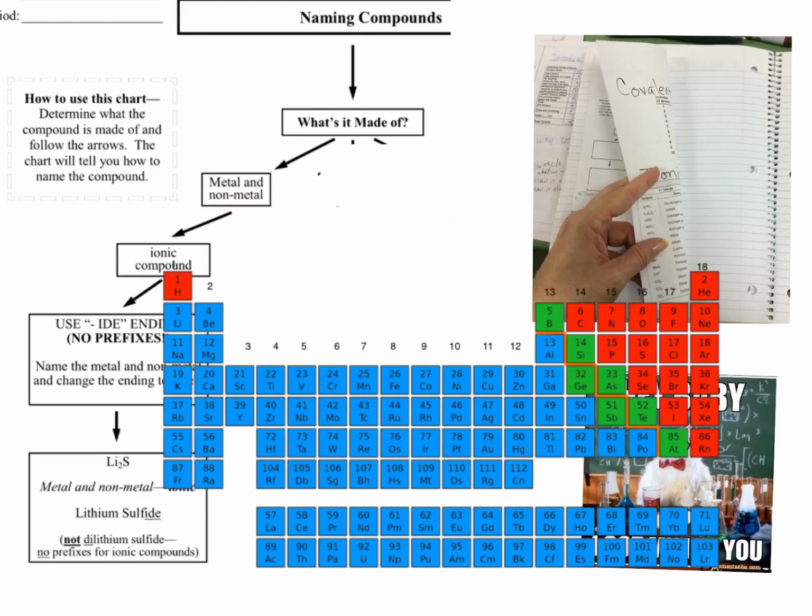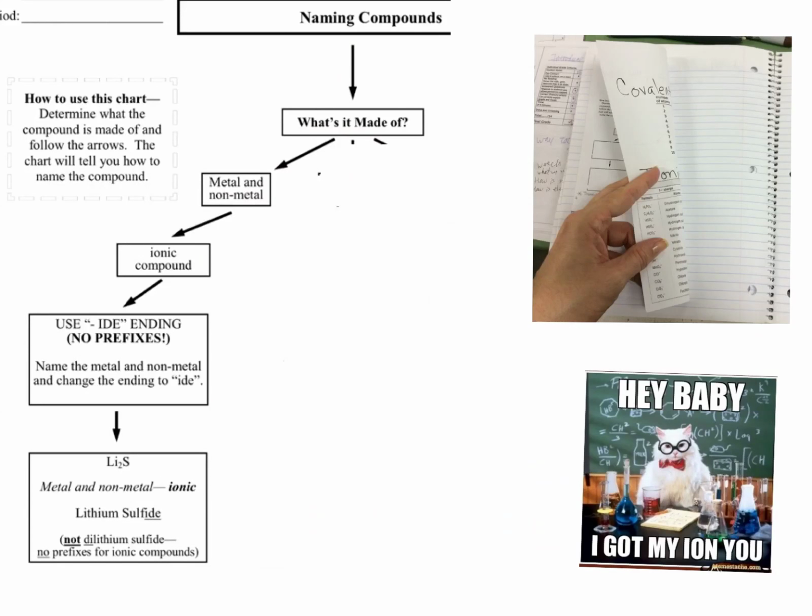Okay, so now let's look at what we should be writing in. Pause the video as you need to fill in your notes, but we should be writing in metal and nonmetal. Main question, what's it made of? If it's a metal and a nonmetal, it's an ionic compound. What should we be writing at this point? That we use "ide" in the ending and no prefixes.